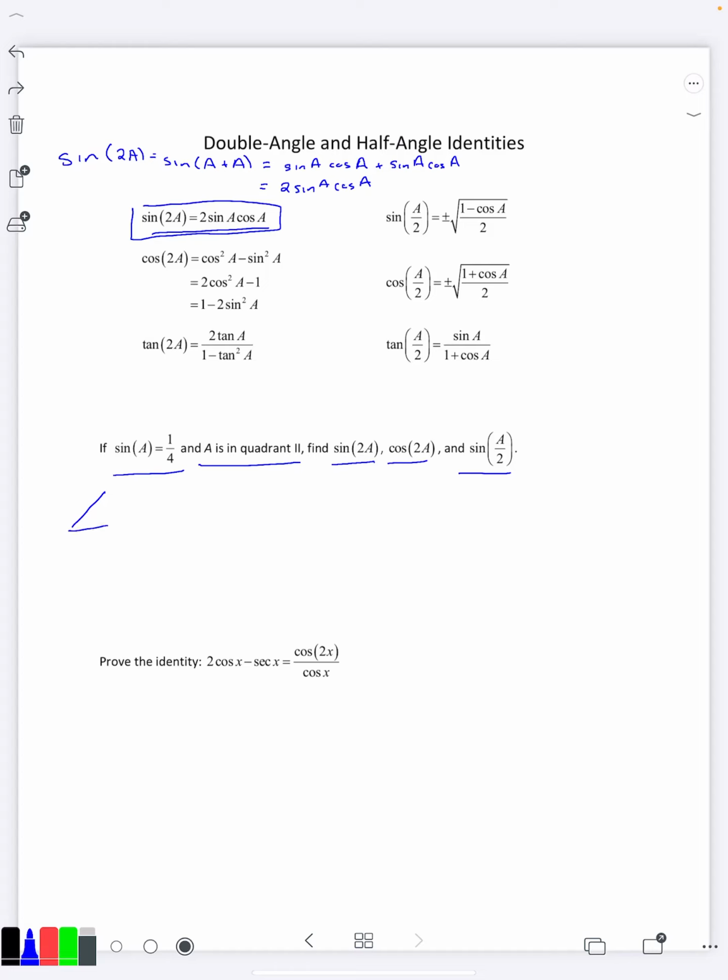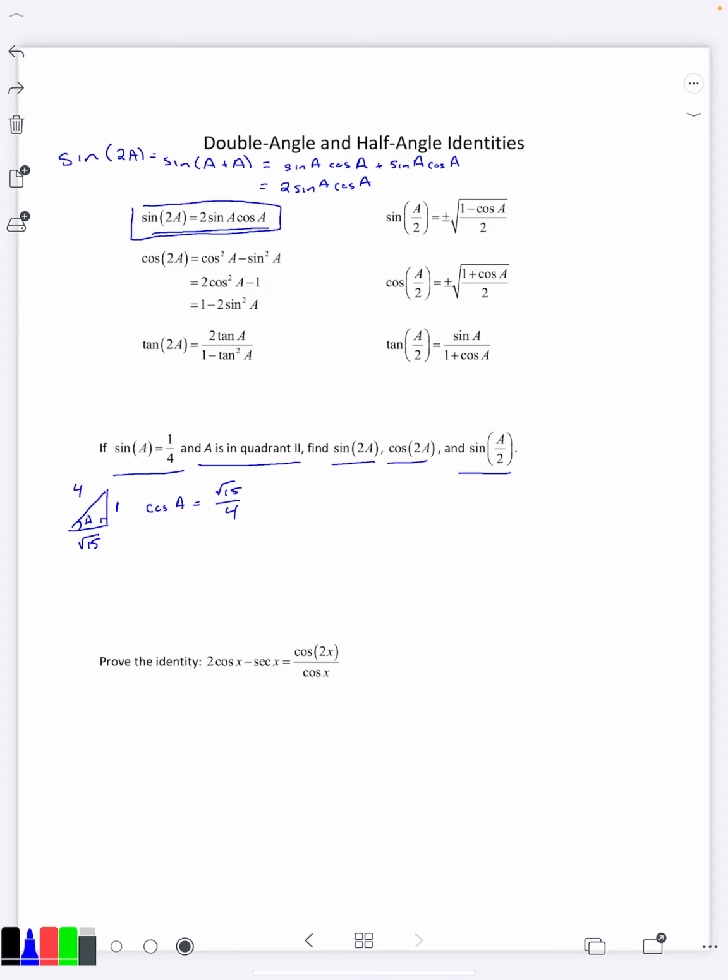So I'm going to draw myself a triangle here. I'll call this angle A. Then sine of angle A is 1/4, which is opposite over hypotenuse. We go ahead and use Pythagorean theorem and get square root of 15. And so I would say cosine A is square root of 15 over 4. That's a quick and easy thing to do here.